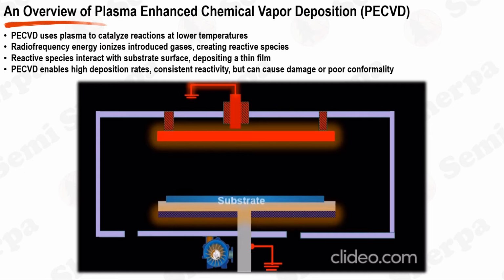PECVD boasts several advantages. For instance, it exhibits a high deposition rate even at lower temperatures. To illustrate, where thermal silicon nitride CVD requires temperatures in the range of 800 to 900 degrees Celsius, PECVD can achieve SiN deposition at approximately 350 degrees Celsius.